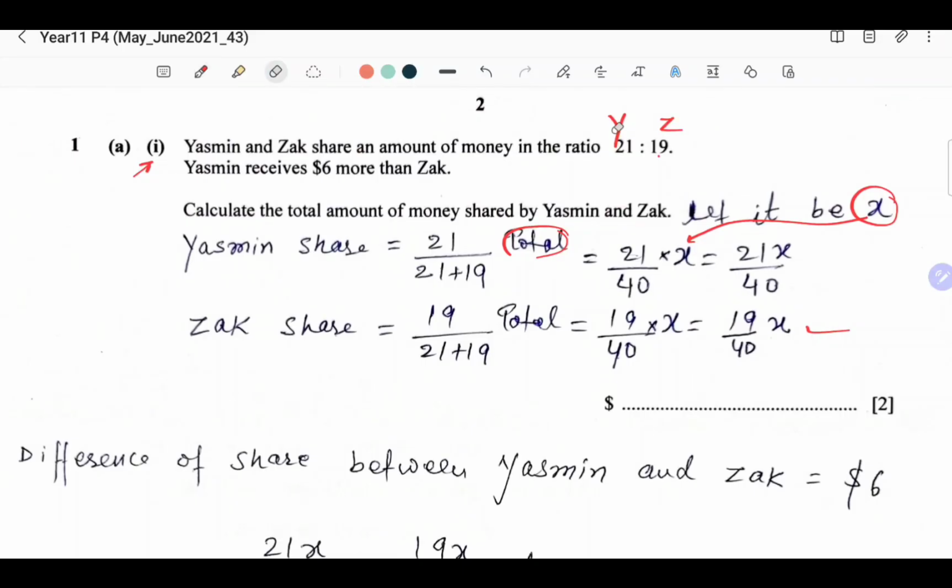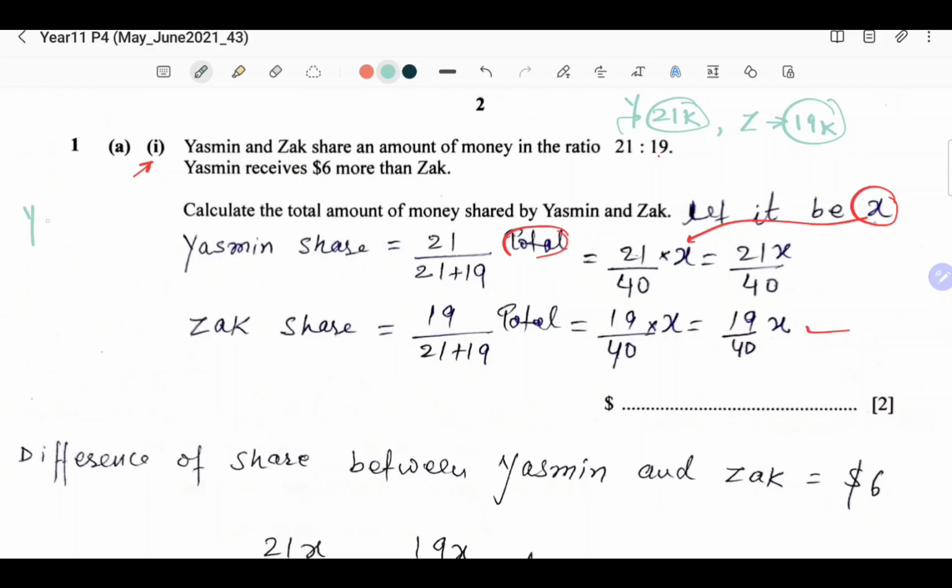Now we have another method as well that can be a bit quicker if we understand. So I can say Yasmin's share is 21x, and for Zach it is 19x. Okay, this x is different, don't confuse. Let us give another constant, that is K, so 21K and 19K. K can be any constant. So now we have Yasmin's share 21K and Zach's share 19K.